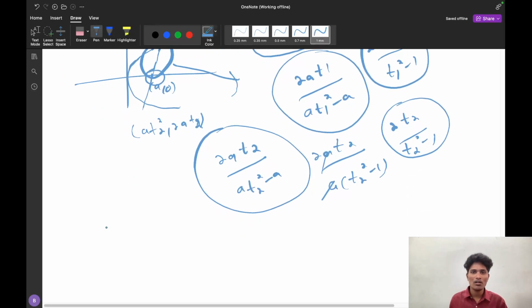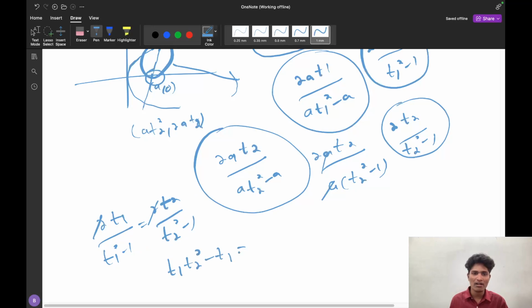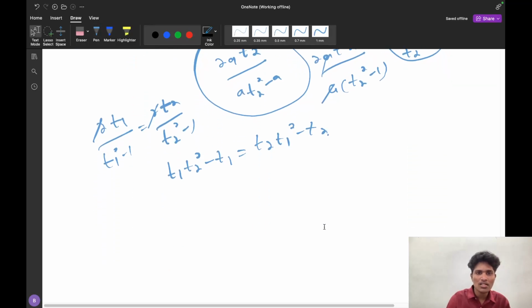So 2t1 divided by t1 square minus 1 is equal to 2t2 divided by t2 square minus 1. The 2 will get cancelled, and if I cross multiply, I will get t1 t2 square minus t1 is equal to t2 t1 square minus t2. From both, what can I take common? If I take common and solve, I should get t1 t2 is equal to minus 1.